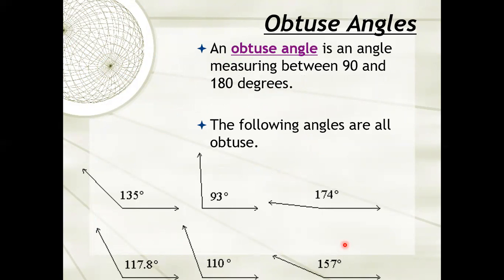The next one is the obtuse angle, and an obtuse angle is an angle measuring between 90 and 180 degrees. In an obtuse angle, the measure lies between 90 and 180 degrees, bigger than 90 and smaller than 180, more than 90 and less than 180. So the following are examples of obtuse angles: 135, 93, 174, 157, 110 and 117.8 degrees. These are represented in degrees, and you can see they are more than 90 but less than 180, and that's why these angles are known as obtuse angles.